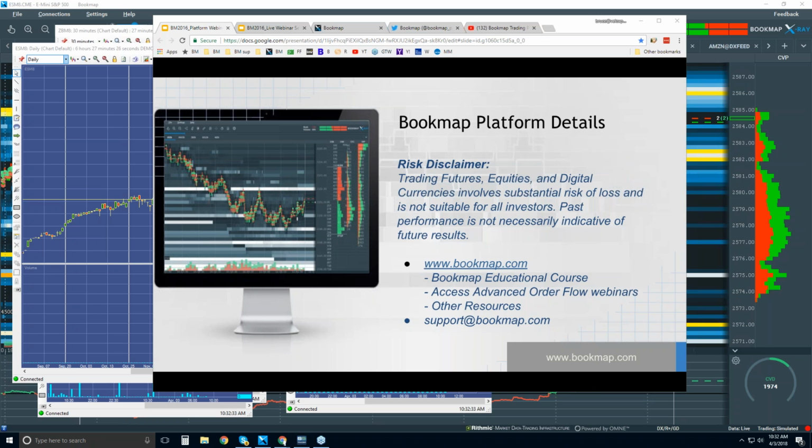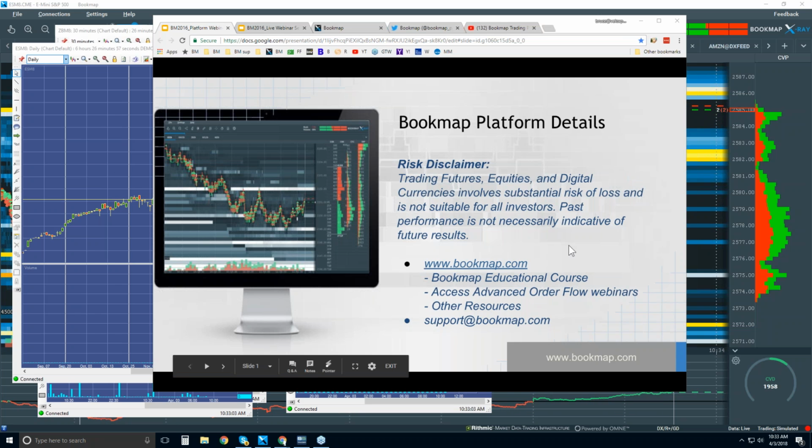Okay, welcome to the Bookmap Platform Details webinar. What we're going to do is go through a bit of what Bookmap is, the website, look at the product, how you connect Bookmap, and then we're going to start to define what Bookmap is and then look at the order flow and go through some of the basic components in the order flow and looking at order flow phenomena.